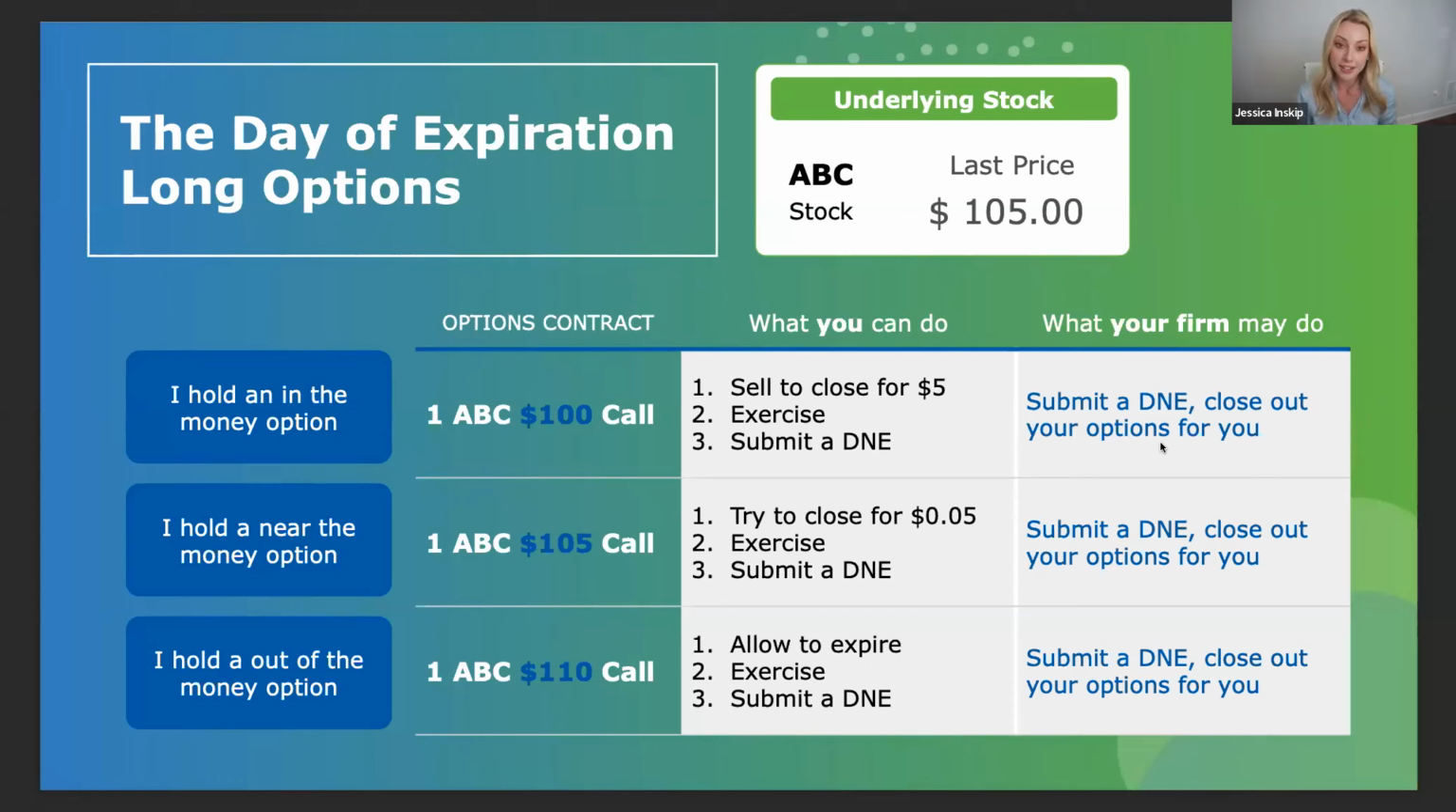That risk is still heightened if you have a near the money option, because ABC could go above or below your strike by the end of the day. And remember, it just has to be at 105.01 for that auto exercise to occur, or if you're on the short side, for the auto assignment or subsequent assignment. You could attempt to close it. You probably could, because it's near the money. There should be a little bit of a market for it. You could exercise, wouldn't make sense, but you could. Just wanted to lay out what you could do. And you could also submit a do not exercise.